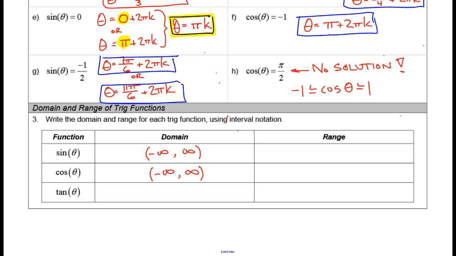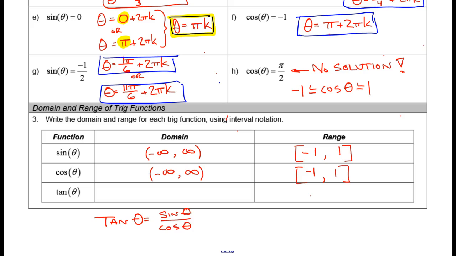Now, how about the range? Well, I just alluded to it. The range for each of these functions is from -1 to +1, including the endpoints, so we're going to put square brackets. Tangent, though, is a little different. Hopefully you remember our friend tangent from right triangle trig. The tangent of theta is equal to the sine of theta divided by the cosine of theta.